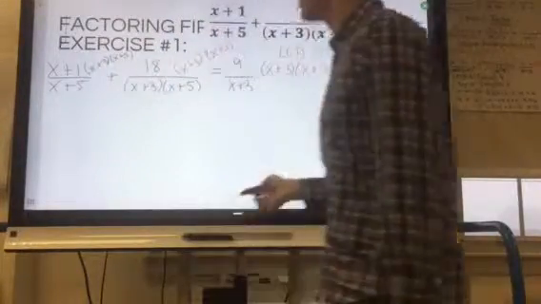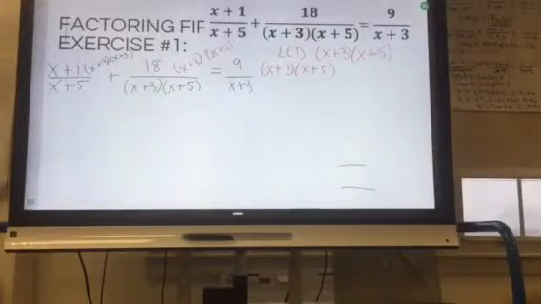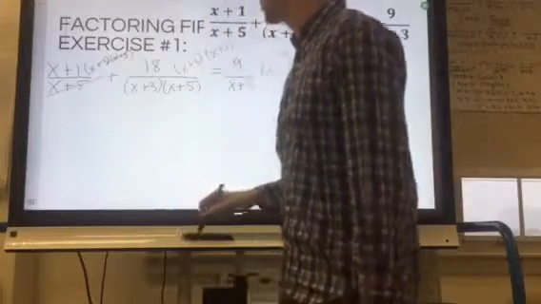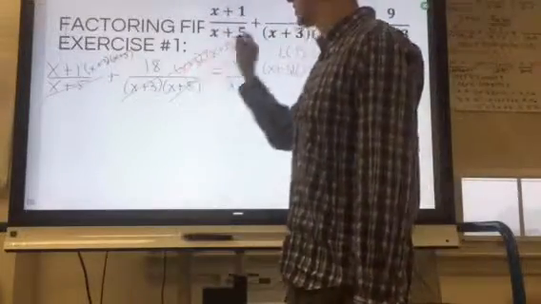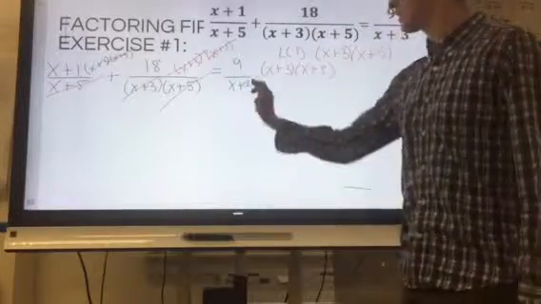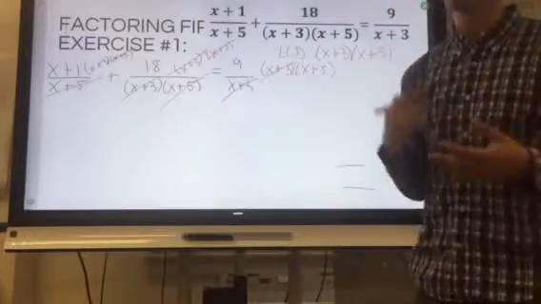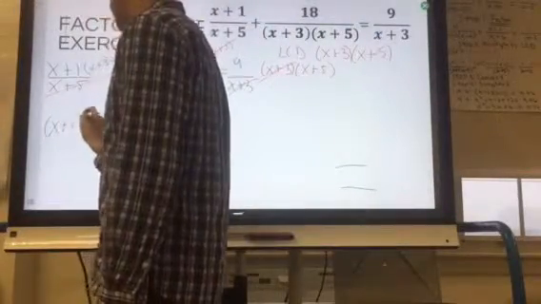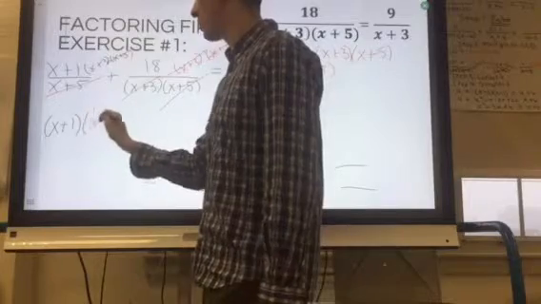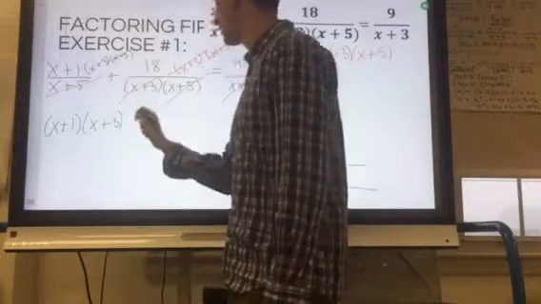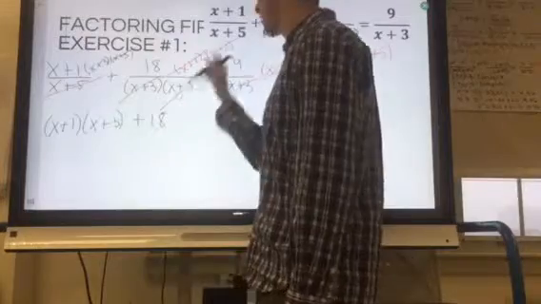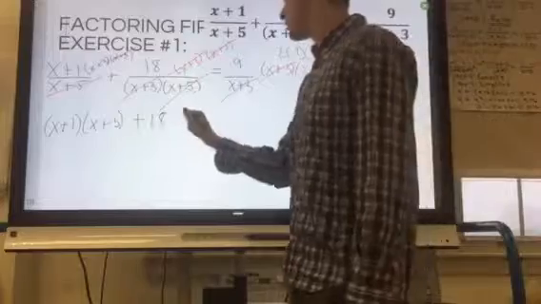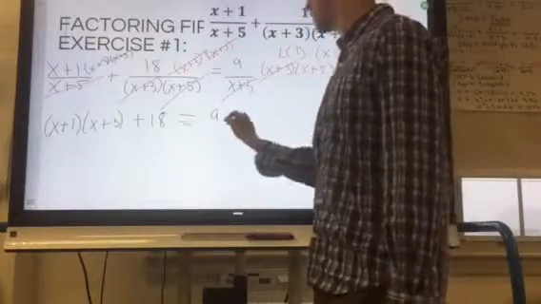So when I do that, some of these denominators will start to cancel. So I see here x plus 5 and x plus 5 will cancel. Here both the x plus 3s and the x plus 5s will cancel. And over here the x plus 3s will cancel. I'm going to bring down everything I have left. So from the first fraction, I'm left with the quantity of x plus 1, and I have the quantity of x plus 3, which is multiplying, plus 18 times no other quantities because it was all canceled out, is equal to 9 times the quantity of x plus 5.